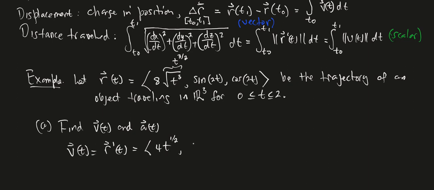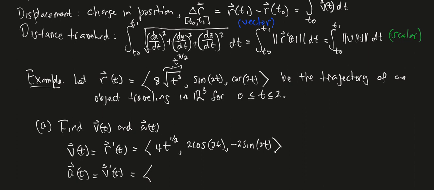So sine of 2t is 2 cosine of 2t when it's differentiated, and then the derivative of the cosine of 2t is negative 2 sine of 2t, right? So there's our velocity vector, and then differentiate a second time. So I'll just say that our acceleration is the derivative of velocity. And again, we can use our power rule another time.